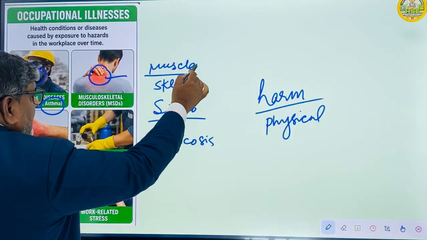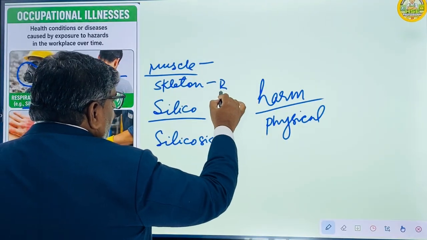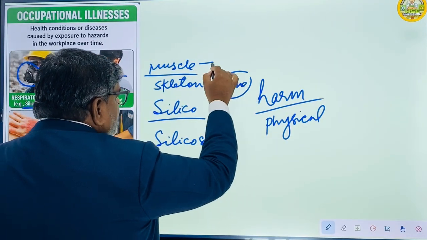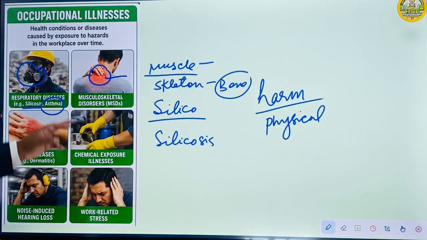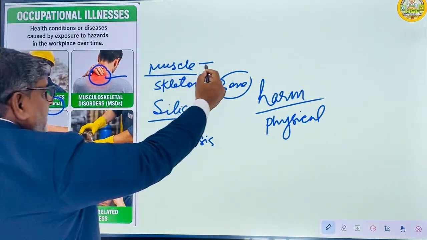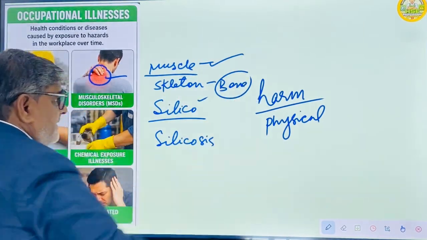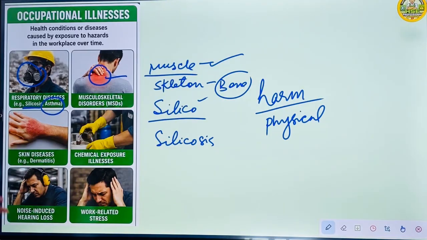So muscle is muscle and skeletal means bone. Absolutely, our body is made for muscle and bone. So in this area, either he can feel the muscle pain or skeleton pain, both. So that's why I call it musculoskeletal pain. Even though you can see here skin disease.